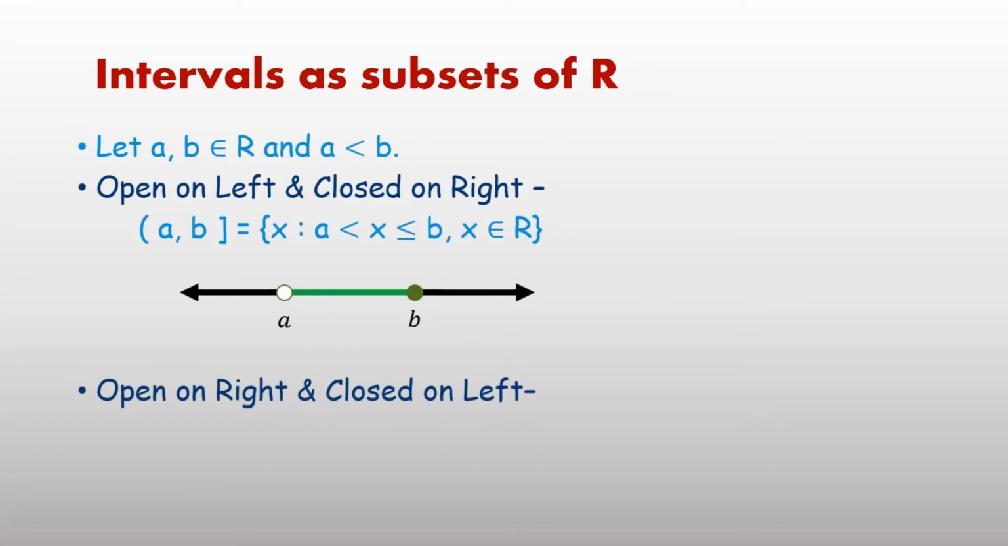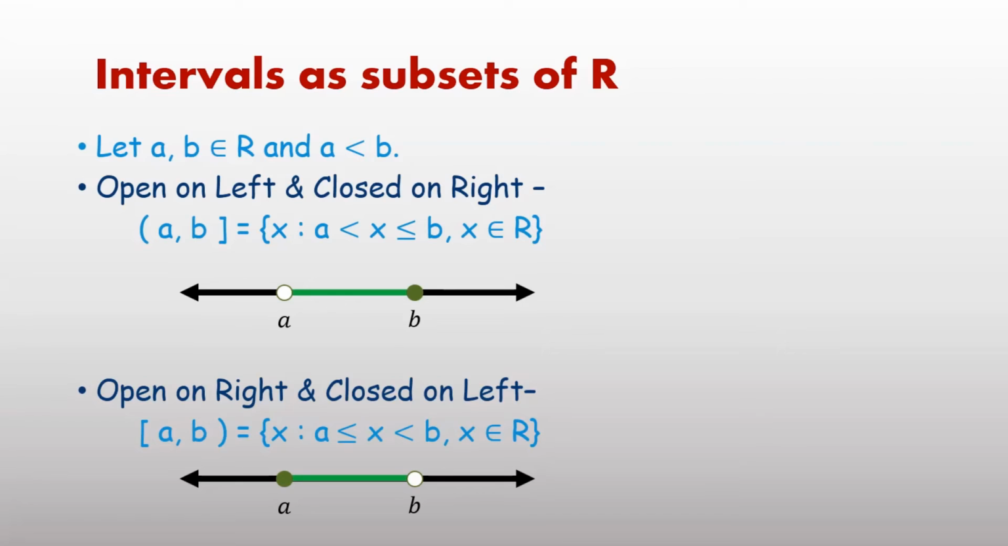Similarly, open on right and closed on left means all real numbers between A and B in which A is included and B is not covered.